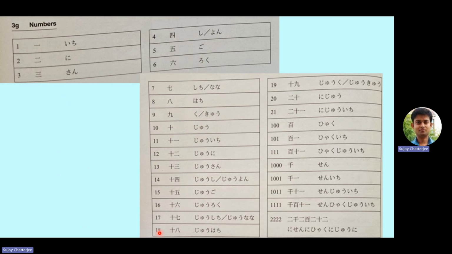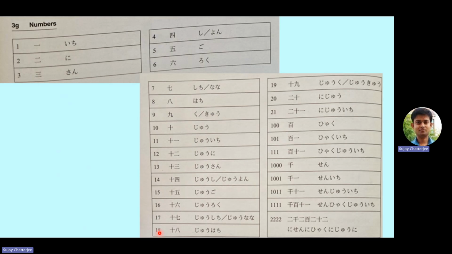Can you tell what will be 30? 30 will be sang ju. Sang ju, because sang is 3 and ju is 10. So 3 into 10, 30. So now can you tell what will be 31? 31 will be sang ju ichi. Sang ju ni, sang ju sang, sang ju yong, sang ju go, sang ju roku, sang ju nana, sang ju hachi, sang ju kyu, and then 40 will become yong ju.